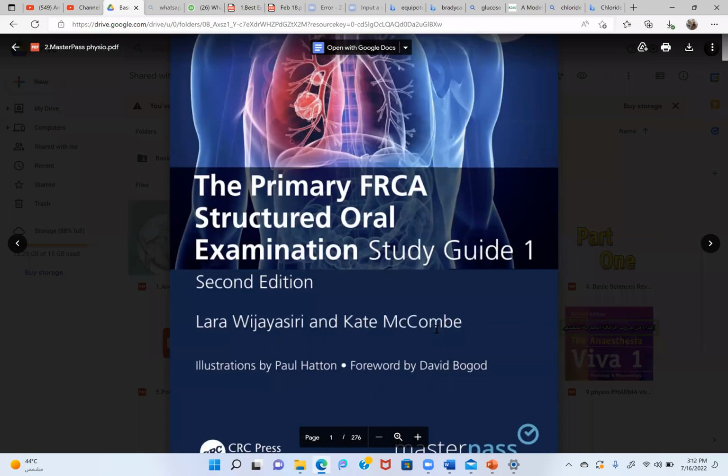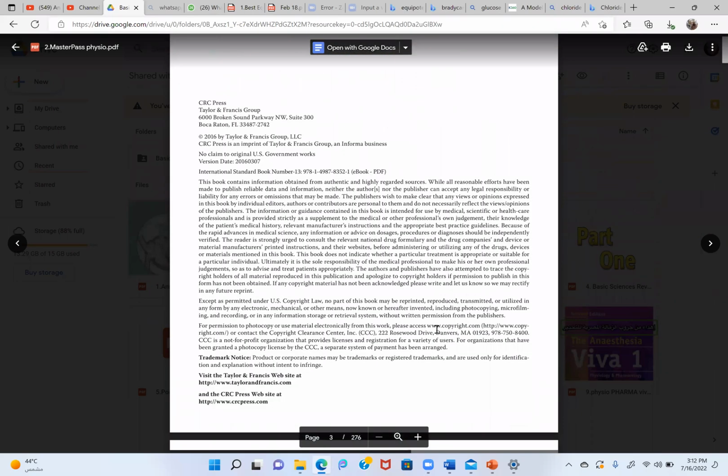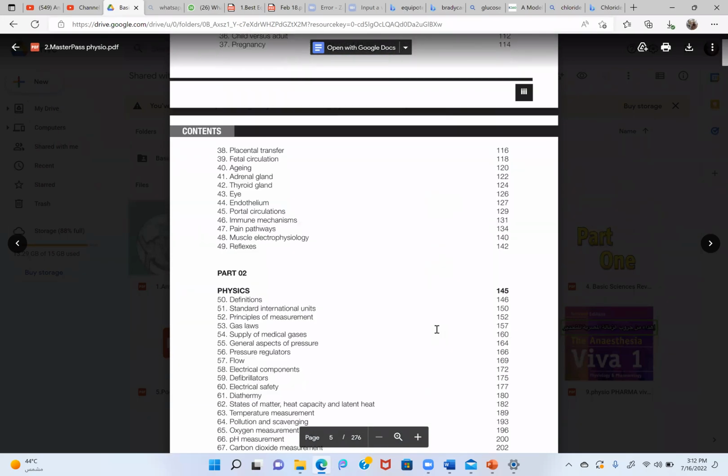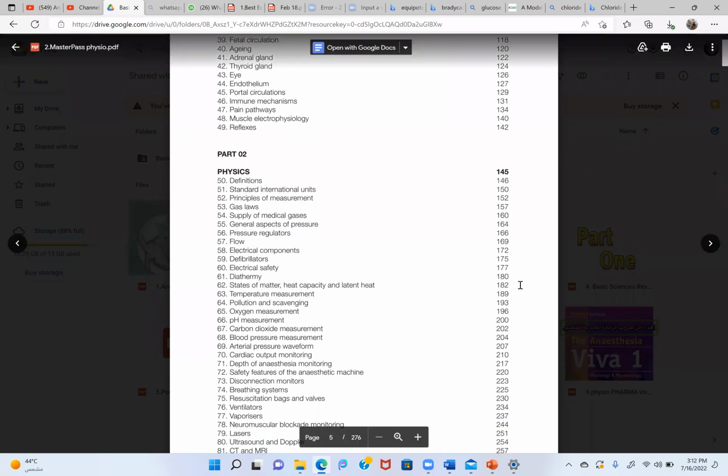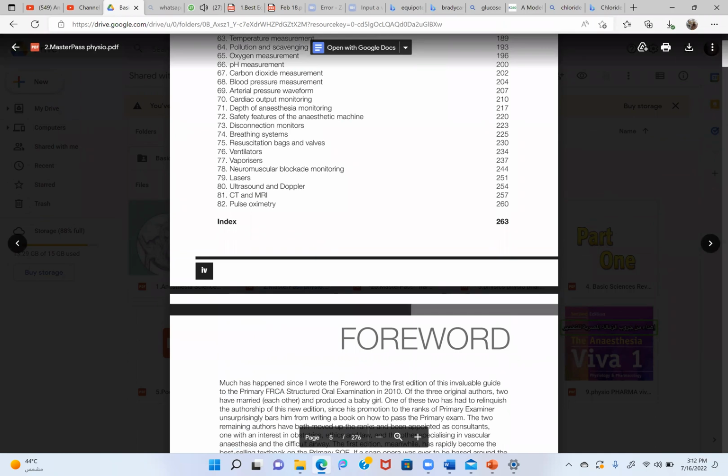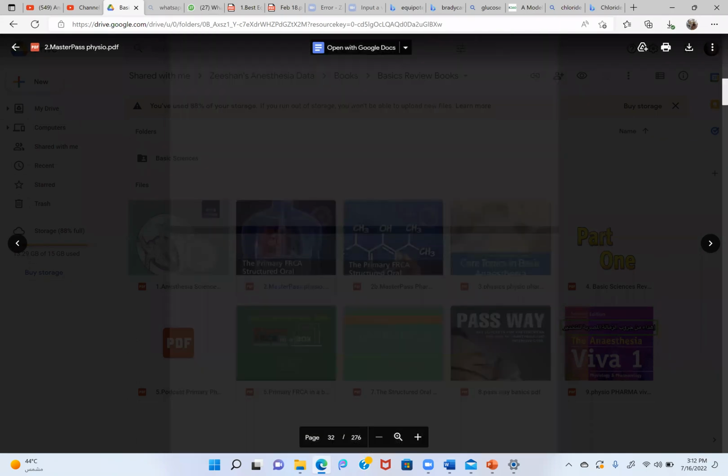Yes, actually, if you want to have a quick review of basic sciences, this book is excellent. Okay. Master Pass, page number 180. Electrocautery: one is coagulation mode, one is cutting mode.